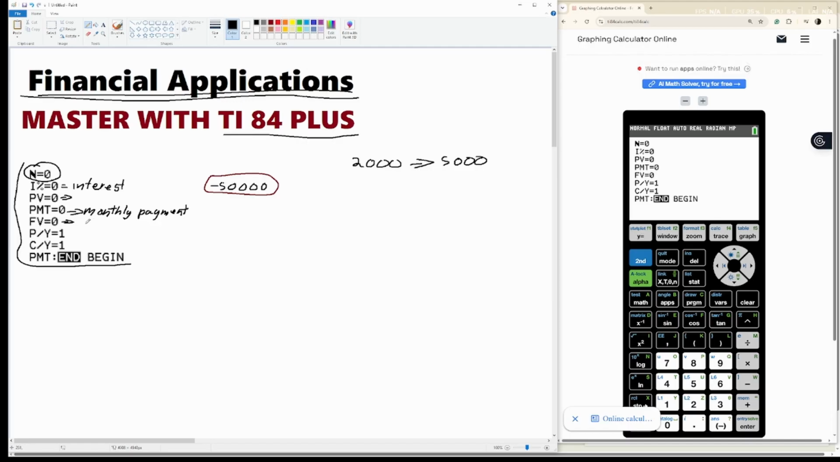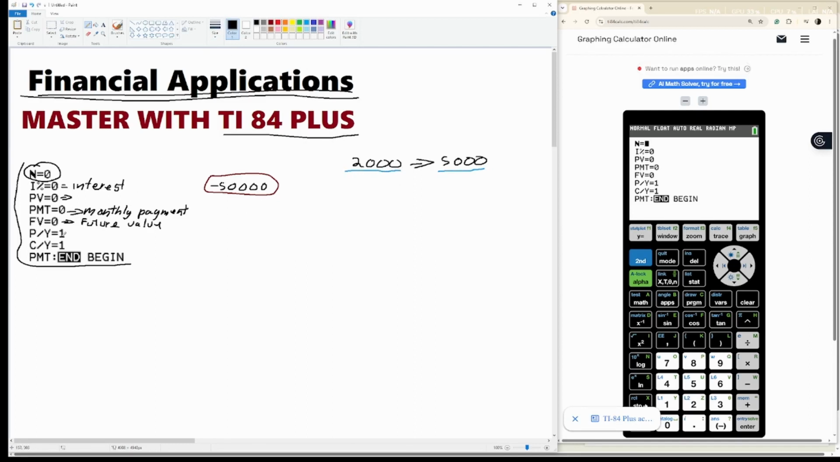FV, that should be quite simple. This is the future value of your money. If I put, I don't know, $2,000 in, and it will soon be $5,000, then $5,000 is the future value.